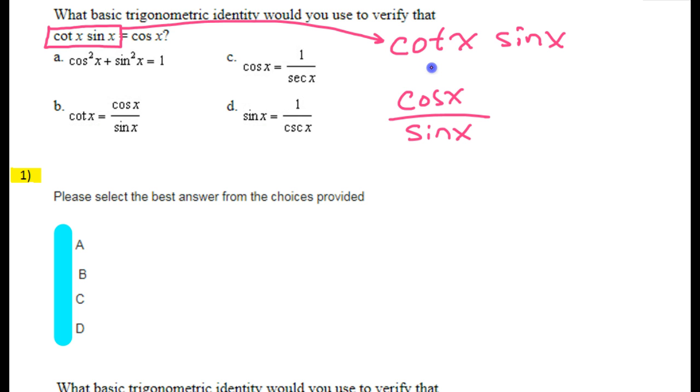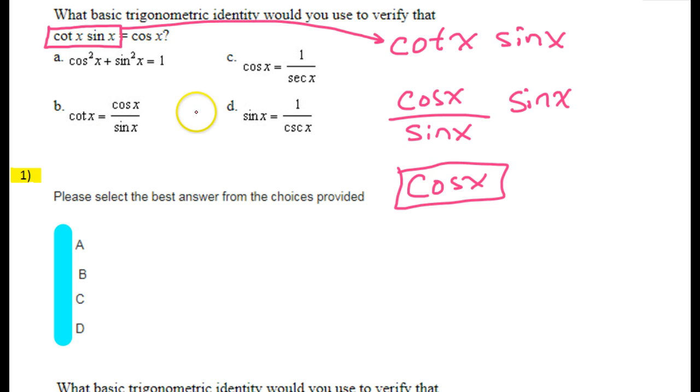It's important that you have memorized that if you didn't already know that. Tangent is sine over cosine, and cotangent is cosine over sine. It's the reciprocal. Anyway, then I'm just bringing down the sine x. And then you might notice that the sine x on the right and the sine x in the denominator would cancel each other out. That would give you cosine x, which is what we wanted. So that's how we would verify the identity.